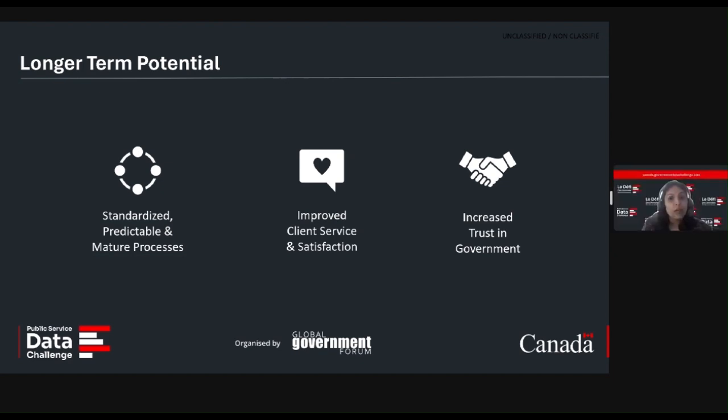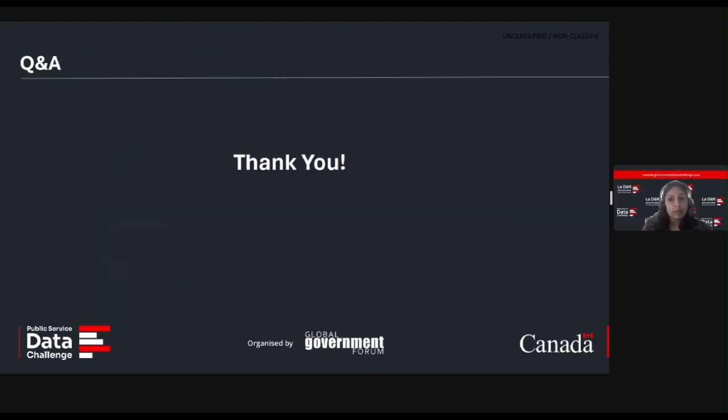In closing, we would like to mention that process mining stands as a beacon of efficiency and transparency within governmental operations. As the department continues to navigate the complexities of the digital age, process mining remains an invaluable tool for shaping a more agile, accountable, and responsive public sector. Thank you.